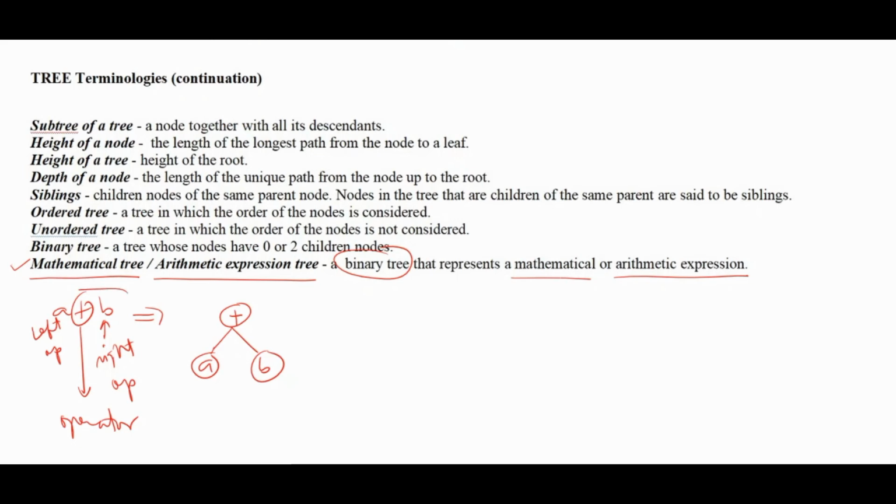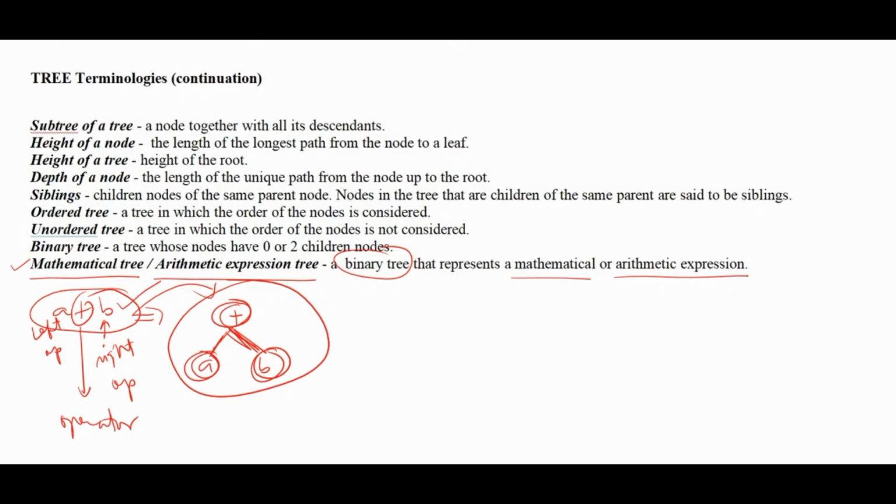So if we are going to draw the arithmetic expression tree to represent this expression, then it would be this one here, where the operator is the parent node of the two operands, where you place the left operand as the left child and you place the right operand as the right child of the operator.